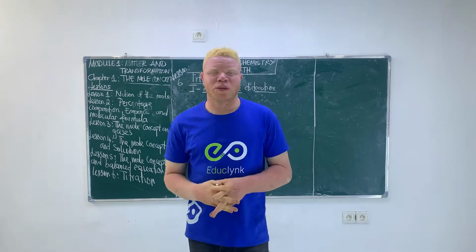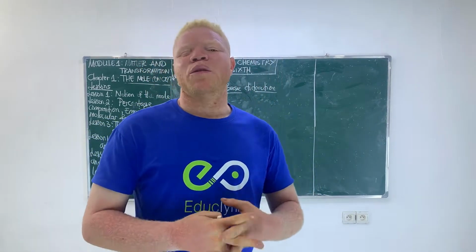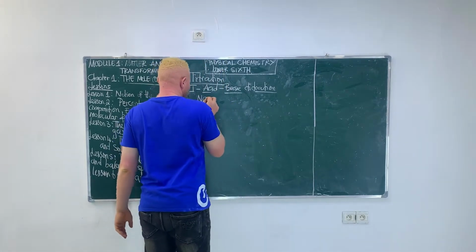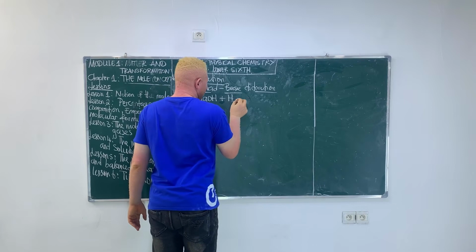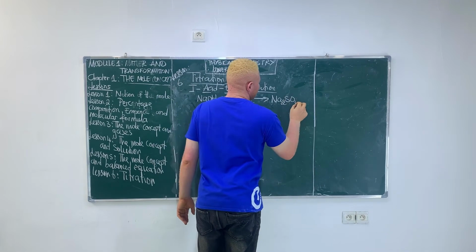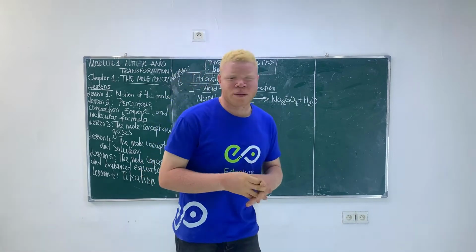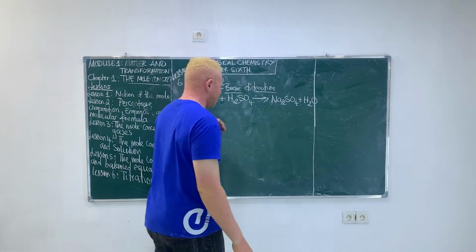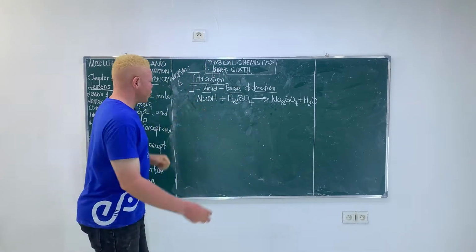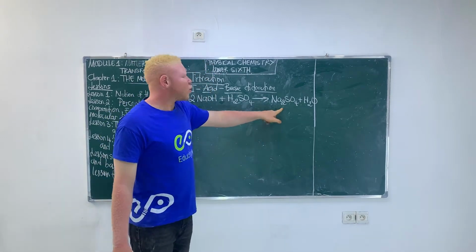The initial reaction is a reaction between an acid and a base to give salt and water. A typical example of a neutralization reaction: we have sodium hydroxide plus sulfuric acid, giving sodium sulfate. Now we balance the equation. We check the number of sodium atoms. Sodium here is 2, and here I multiply by 2, so sodium is also 2 on the other side.